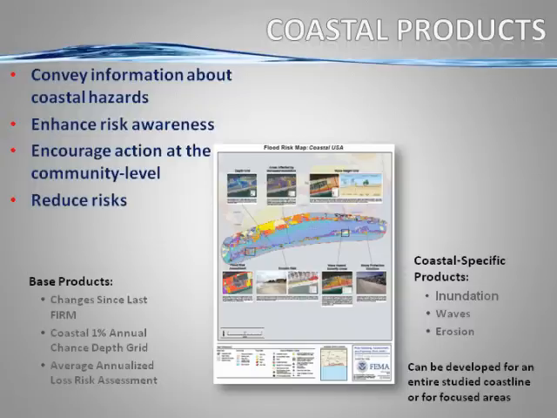So the base products for the coastal areas are changing since the last FIRM: the coastal 1% annual chance, which includes velocity, things like that, the depth grids, and the average annualized loss in dollar amounts, as I said before. And the coastal specific products would be inundation, waves, and erosion. I know someone had a question about erosion previously. They can be developed for an entire study coastline or for focused areas of the municipality.